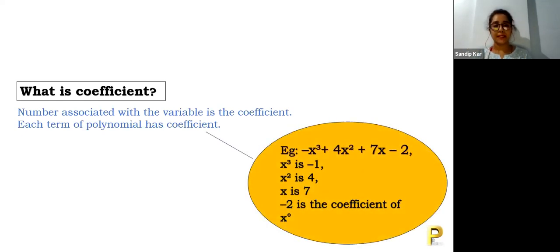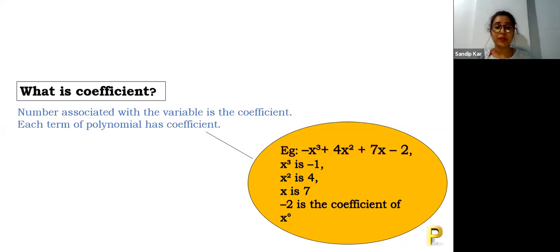Let's take an example to get a clear idea about the coefficient. Whatever number is present with the variable, for example, if this is the variable and here we have a number, this number is considered the coefficient. Let's take an example: minus x cubed plus 4x squared plus 7x minus 2. Let's find out the coefficient for each term. Minus x cubed is a term, 4x squared is a term, 7x is a term, and minus 2 is a term. You have to look out for the signs as well, positive and negative.